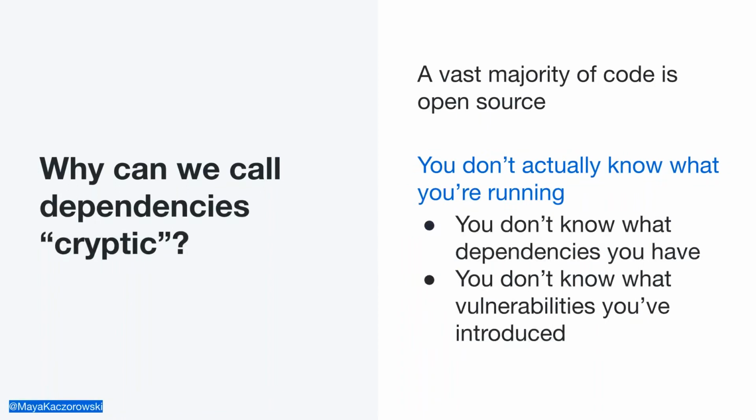A large amount of code that a typical organization uses is from open source. I've heard estimates from anywhere from 80, 85, 95, 99%, all kinds of ratios for what's actually in your code base that comes from open source. And you don't actually necessarily know what that code includes.